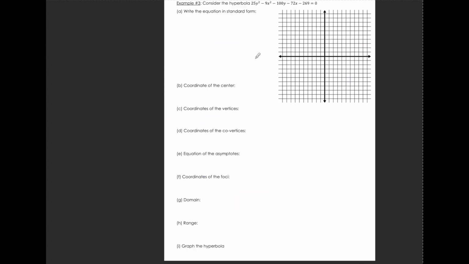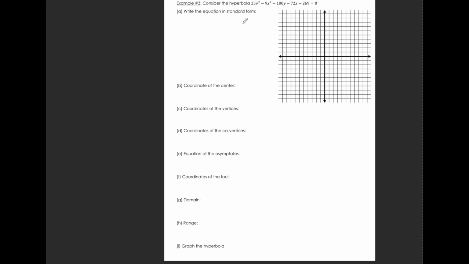Number 3, consider the hyperbola 25y squared minus 9x squared minus 100y minus 72x minus 269 equals 0. For part A, I need to write the equation in standard form. I need this equation in standard form if I want to graph it and if I want to answer all of these questions below. The way that I'm going to write this thing in standard form is the same way that I did with the ellipse.